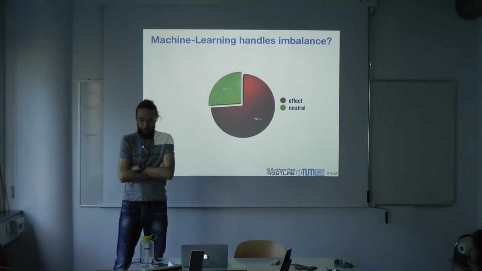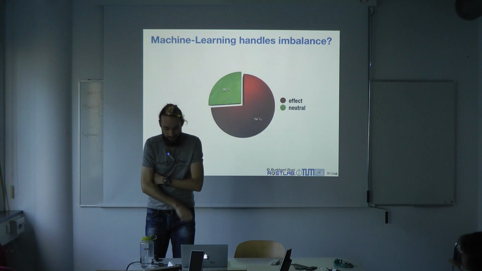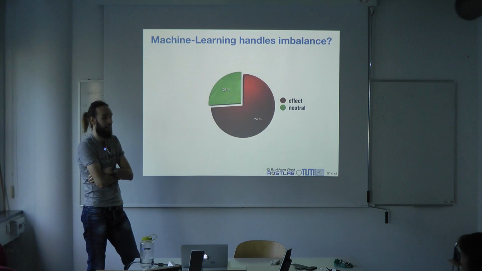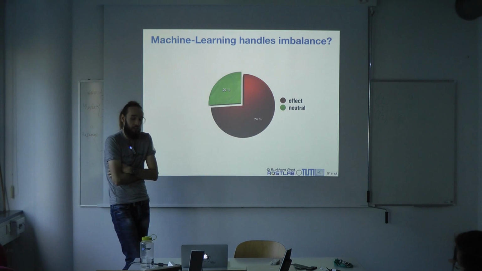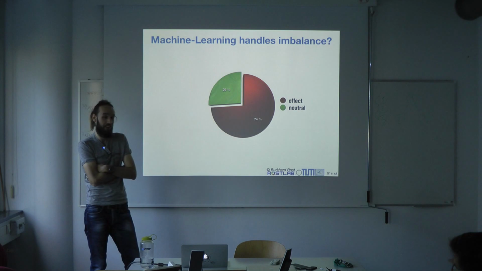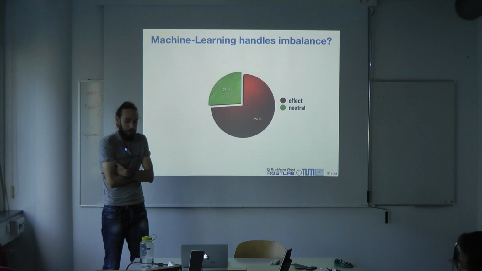So the issue is that if you're not careful, your machine learning model will learn this distribution. It will believe that this is reality. If you give it something that it hasn't seen before, so if you then use it afterwards, after training, to predict, there will be a tendency to reiterate what it has learned. The results will tend to look like this, with a lot more effect than neutral. But we know that this is not reality, so we don't really want this.